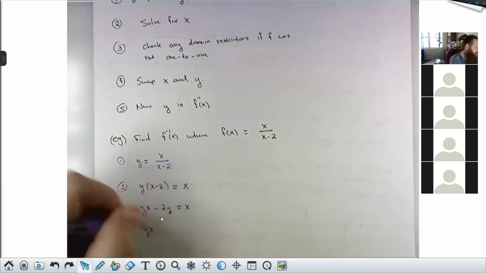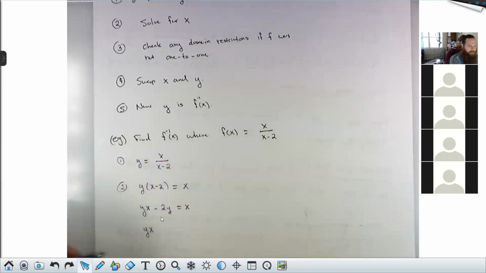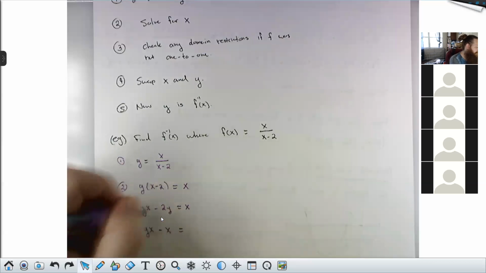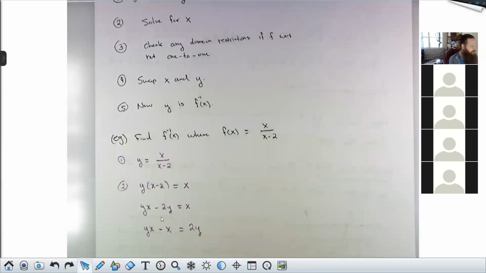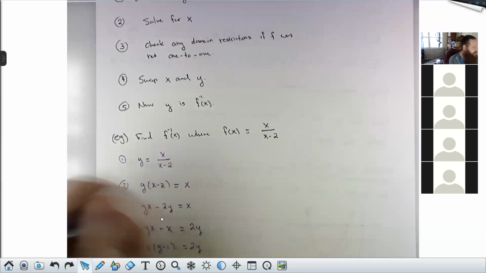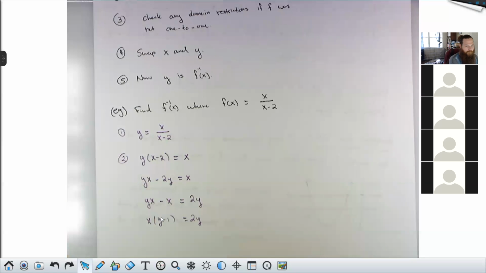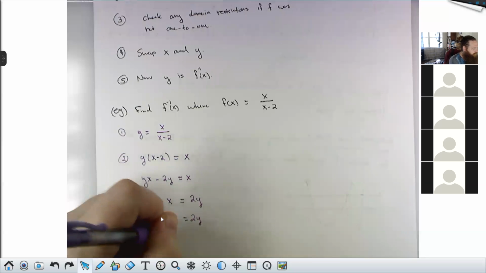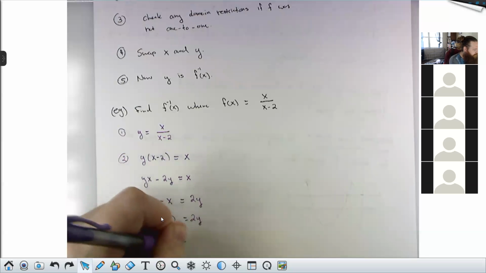So the y times x, I leave that on the left because it does have an x. This x I subtract over. And this minus 2y, I add him over. Now, since every term on the left-hand side has an x, I can factor an x out. And what's left would be y minus 1. And the 2y is still chilling on the right-hand side. Now, if I divide by y minus 1, I'll have x equals 2y divided by y minus 1.